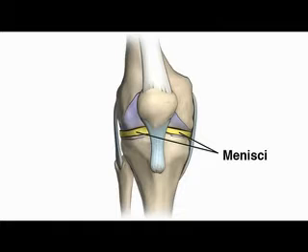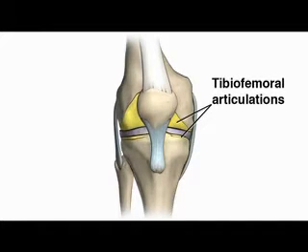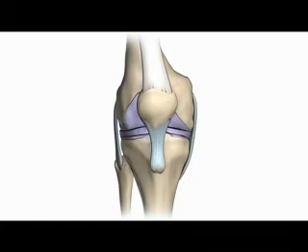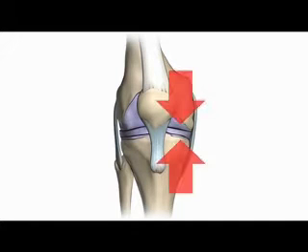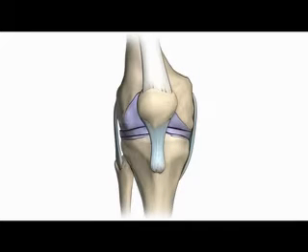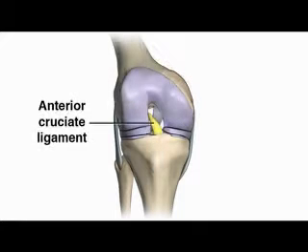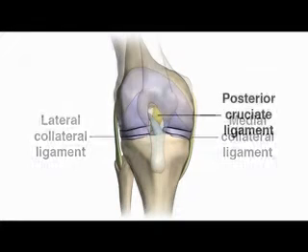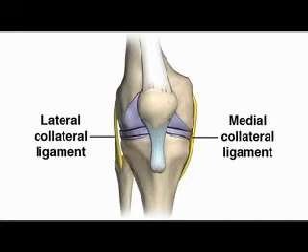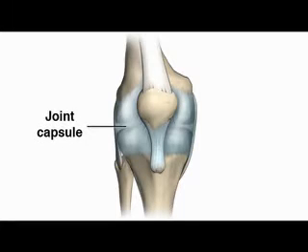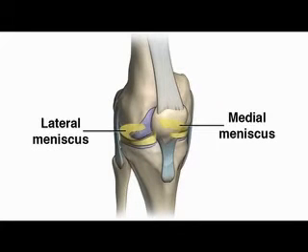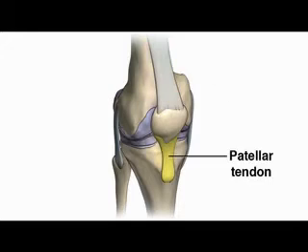The menisci are fibrocartilaginous structures located between the tibiofemoral articulations. They increase stability and distribute contact forces on the articular cartilage. The important soft tissue structures of the knee include the four major ligaments, the anterior cruciate, posterior cruciate, medial and lateral collateral ligaments, the joint capsule, the medial and lateral menisci, the quadriceps tendon, and the patellar tendon.